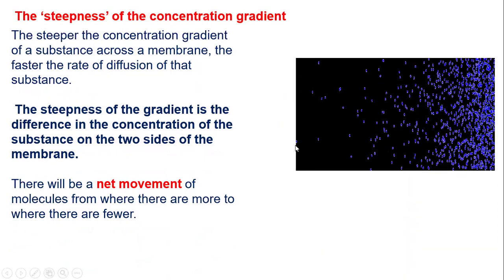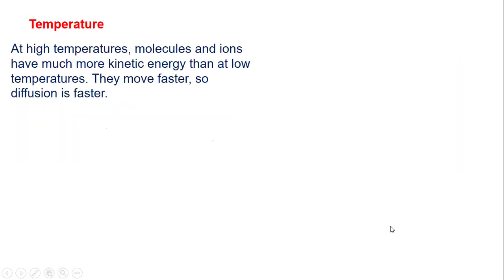The next, this diagram still shows us a concentration gradient. You can see this side has much more molecules than this other side. So obviously the rate of diffusion of these blue molecules is going to be very fast because of the difference in concentration, because of the concentration gradient. The other factor is temperature. Yes, temperature affects diffusion.